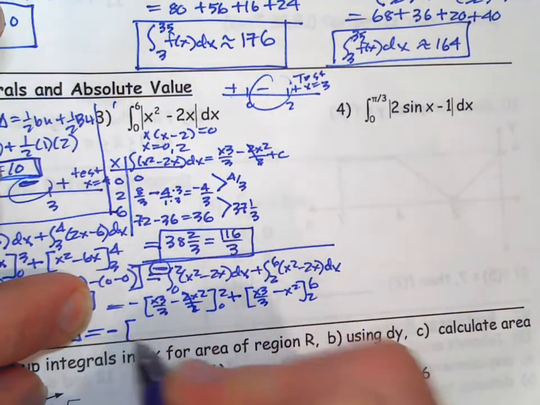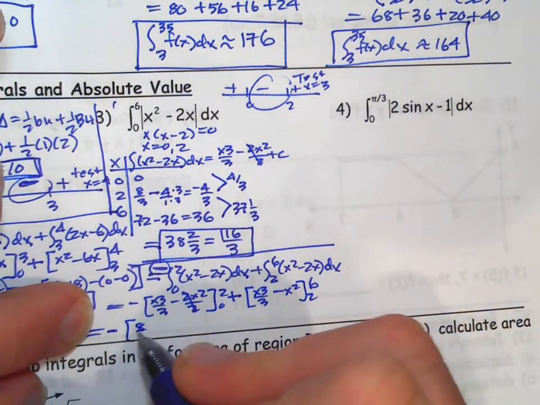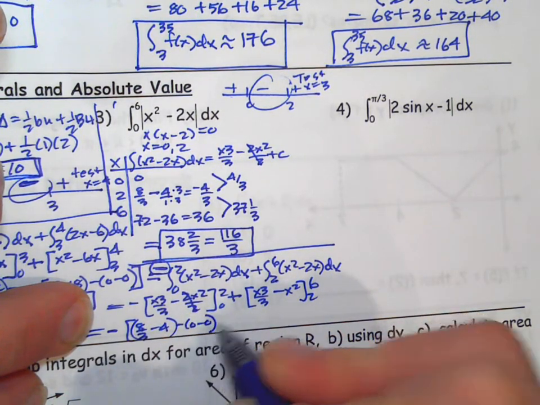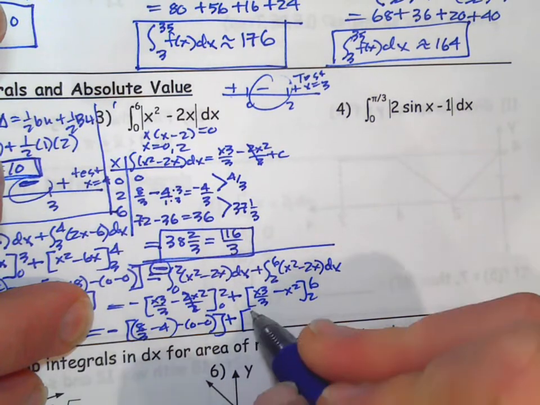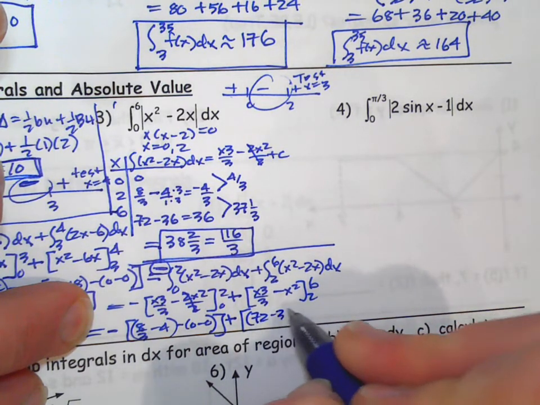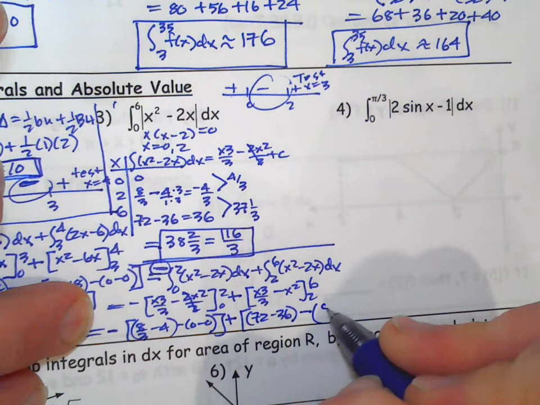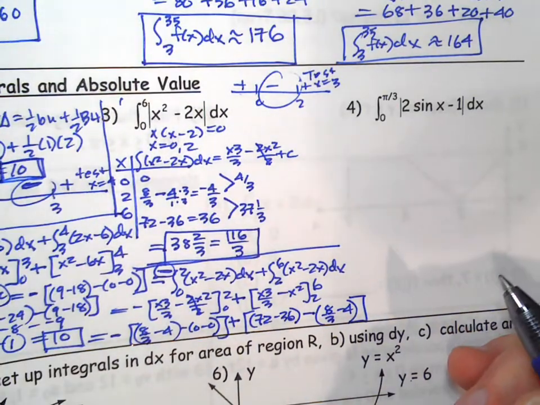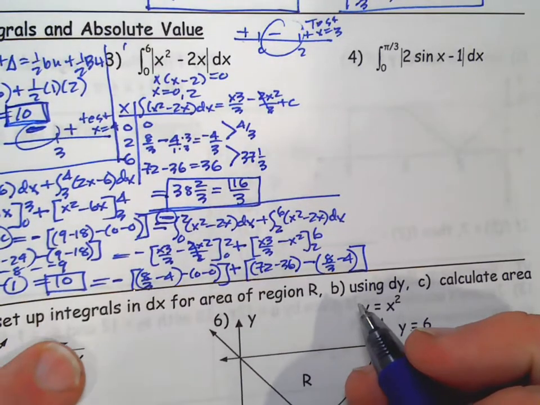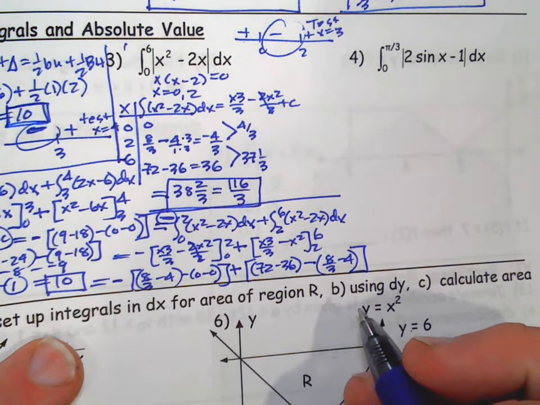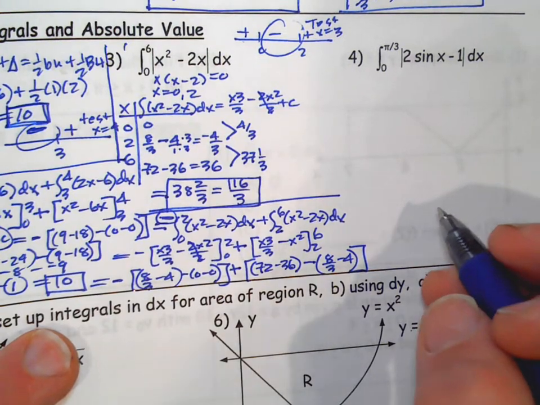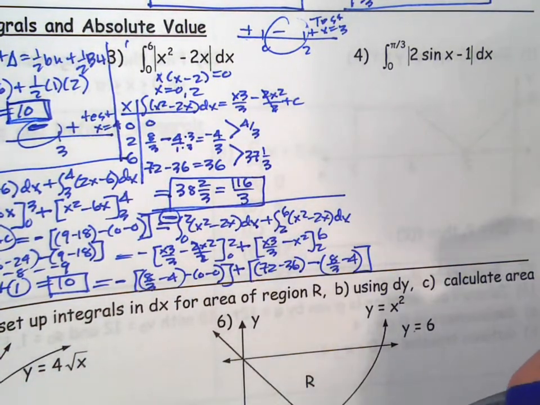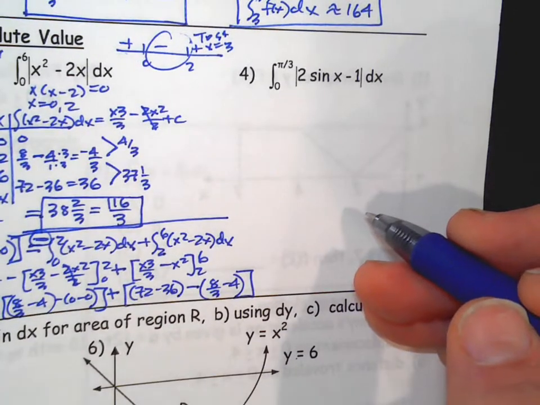We've got to plug all these values in. So we plug 2 in, you get 8/3 minus 4 minus 0 plus 72 minus 36 minus 8/3 minus 4. And then you just got to keep going with that work. Make sure you get it right. I'll let you finish that up, that last arithmetic. You'll get the same answer though.